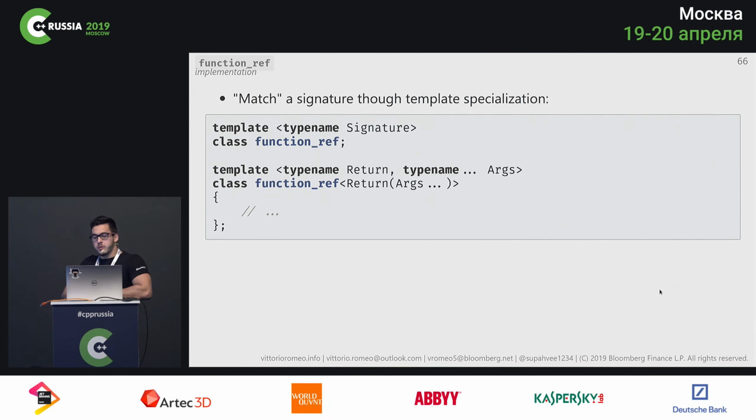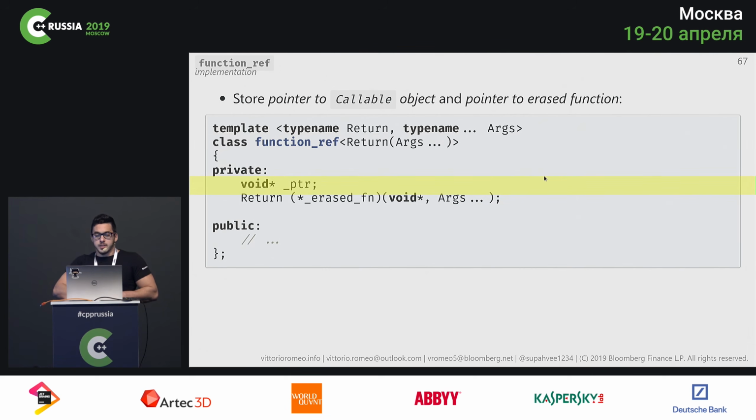Okay, so now how do we implement this thing? So the first thing is creating this base class function ref that takes a signature and then specializing it on a return and the arguments. So you can do this to basically pattern match on the return type and the arguments of a signature. Then, as we've seen before, we're going to store a pointer to the callable object, which is PTR, and it's a void star because we don't know the type of the object in advance. And then we're going to store a function pointer that has the same return type as what we specified in the template, the same arguments of what we specified, but also takes an extra void star, which is going to be exactly the same as underscore PTR.